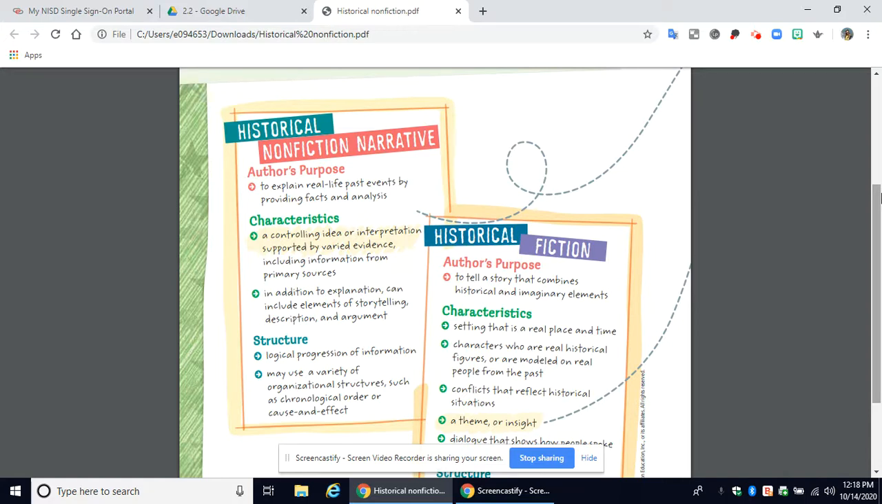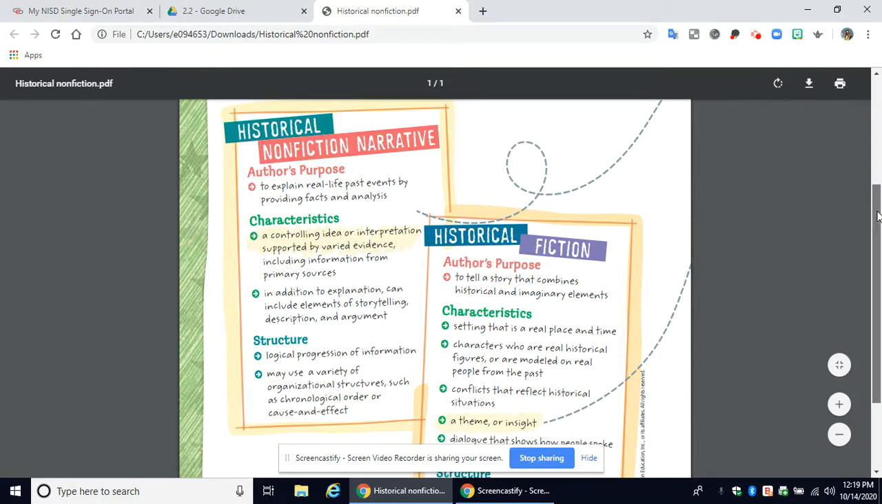Some characteristics of this genre: it has a controlling idea or an interpretation supported by varied evidence. It includes information from primary sources. In addition to explanation, it can include elements of storytelling, description, and argument. And the structure for historical nonfiction narrative is just a logical progression of information. So the story is just moving along. And it may use a variety of organizational structures, such as chronological order or cause and effect.